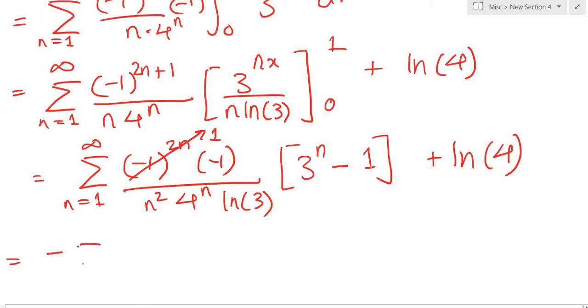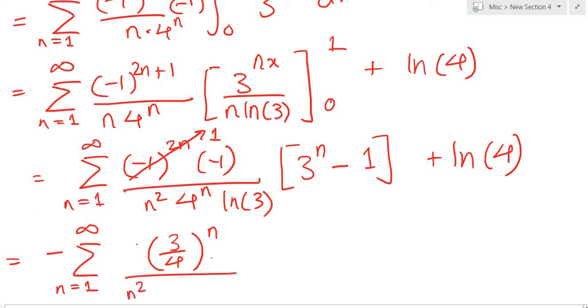So we have negative sum from n equals 1 to infinity of... let's group terms here. Everything is 3 raised to n and 4 raised to n. We can club them under a common power: (3/4) to the nth power all over n squared times the natural log of 3. Fair enough.